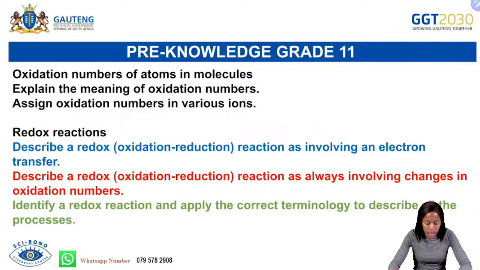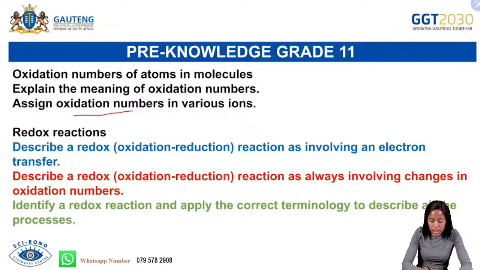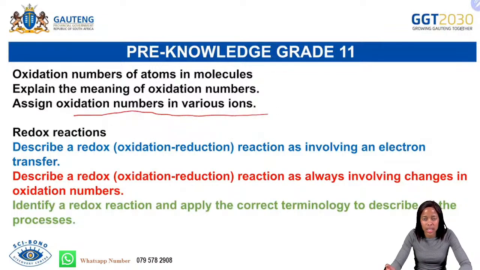Okay. Next, in terms of the pre-knowledge for grade 11, this is what you have already learned. It says oxidation numbers of atoms in molecules, okay? So we spoke about those oxidation numbers. It says explain the meaning of oxidation numbers and assign oxidation numbers to various ions. So how will you assign oxidation numbers? You just have to look at the group number of whatever element you are given.